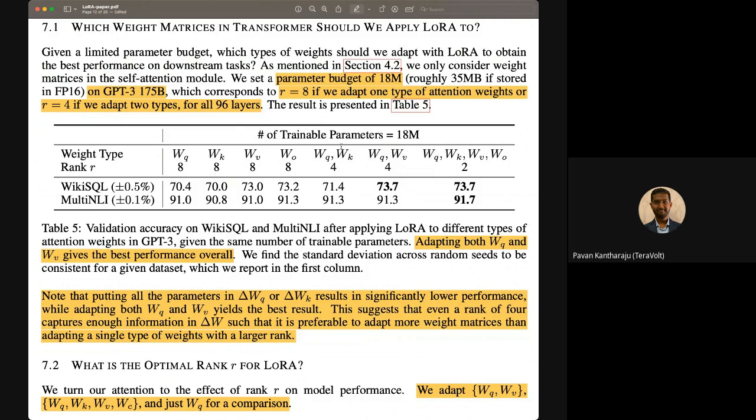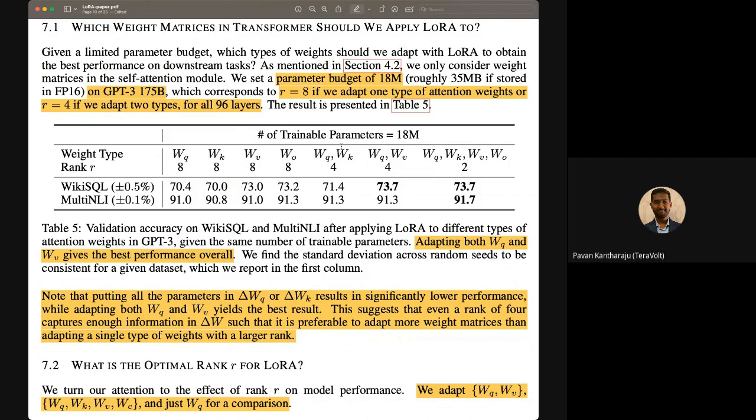One thing to note here is that given a parameter budget, if you want to adapt more weights, you have to reduce the rank. So you have to use a rank of 4 if you're adapting 2 weights, and a rank of 2 if you're adapting all 4 weights. What's neat about that is that the best performance does come from using ranks 4 and 2, which means that it looks like if you decrease the rank, at least for these 2 data sets, you get better performance.